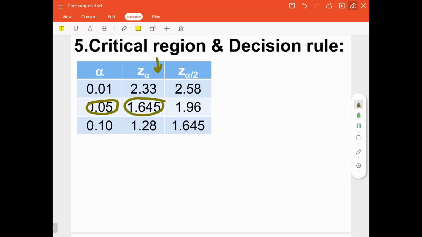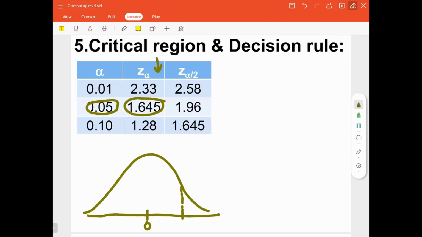Now, take note, the HA there adopts the greater than symbol, so that if you are to draw the normal curve, or our reference figure to show the critical region, then this being 0 here, that's the mean of the standard normal random variable, okay? Then that 1.645 must be at the right side of 0, so this must be 1.645, right? And this area here is that level of significance, which is 0.05.